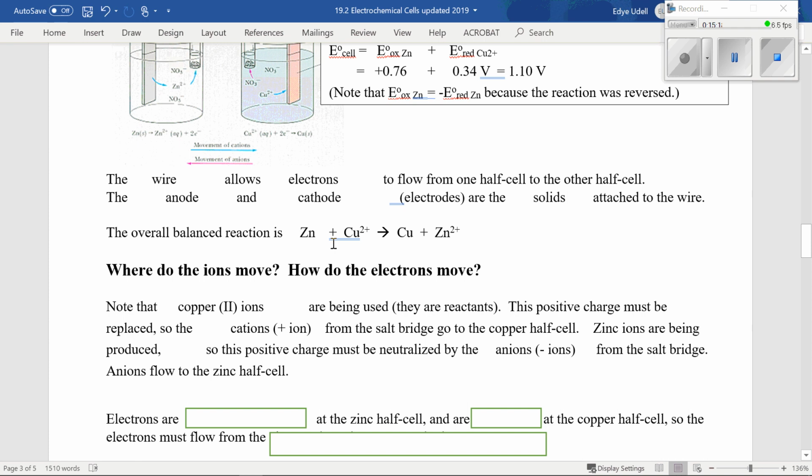Okay, electrons. We have to look at our half reactions. If you look at the half reaction for the zinc, we reverse that. So electrons are a product for the zinc side. Oh, here we go. It's right here. Zinc makes zinc 2 plus 2 electrons. We're making electrons over on the zinc side. So they are produced at the zinc half cell and they are used at the copper half cell.